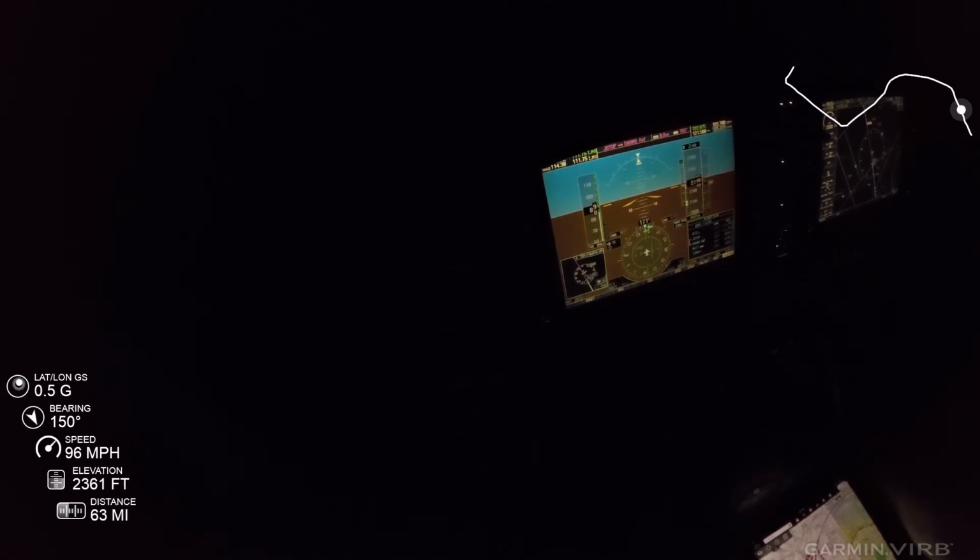But we're at 90 knots. The course is to the right, so let's turn to the right. Back on there. Glide slope is good. Glide slope is below us. Glide slope is below us. The course is to the right.